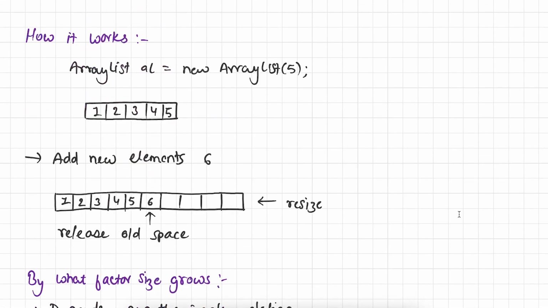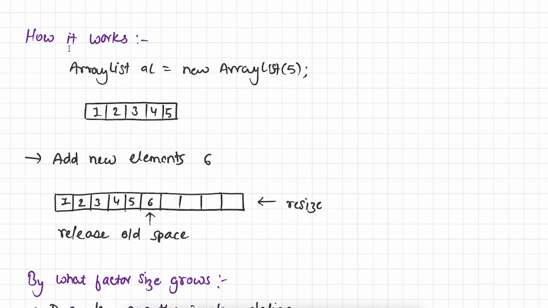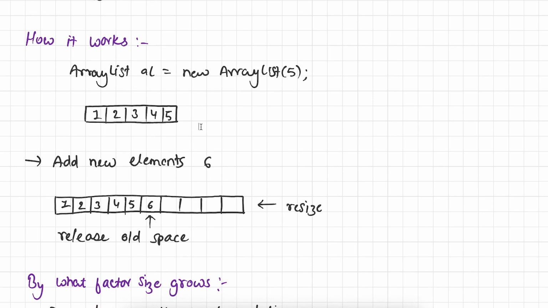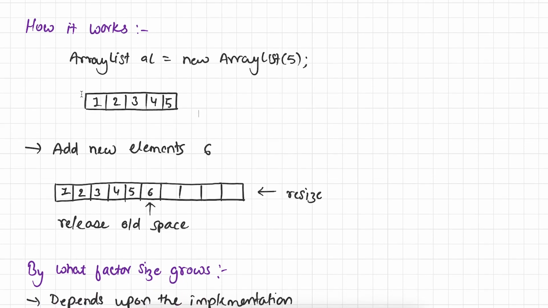Now let's see how ArrayList actually works. So this is the syntax to create an ArrayList of size 5. So what happens here, the space for 5 elements will be allocated in the memory. And this memory is a contiguous memory, right? So we add all the elements one by one to all the spaces. Now what happens when we add a new element to this array? Let's say I want to add a new element 6 to this array. But as you can see, the ArrayList is full and the capacity of the ArrayList is already 5 and we already have 5 elements in the ArrayList.